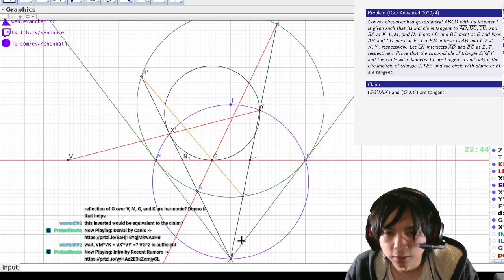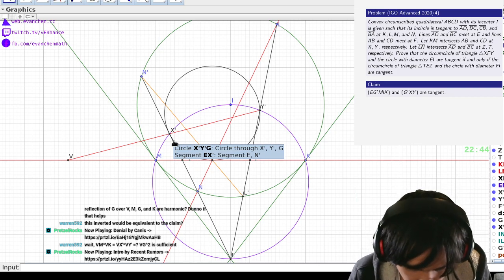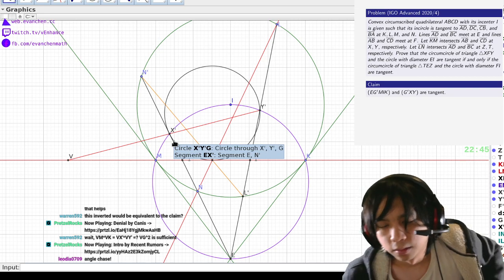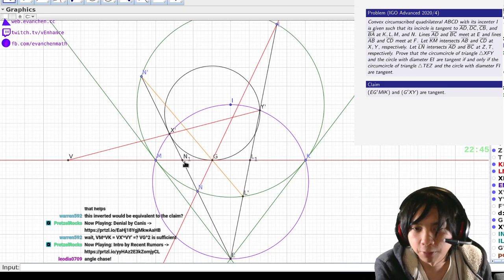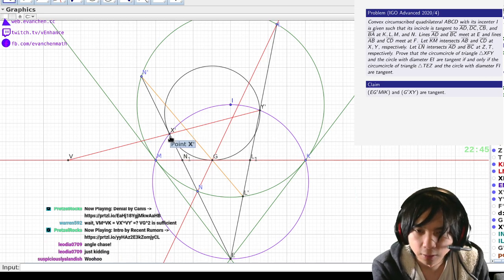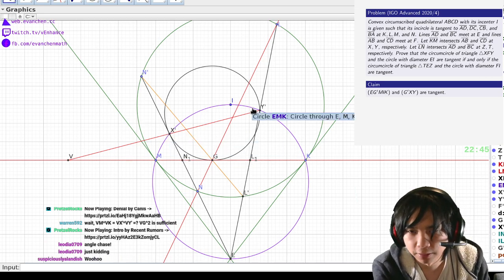Yeah, that will do it. Actually, this is cyclic by the shooting lemma. Okay, we got it! So by the shooting lemma, X', N1, L1, Y' is cyclic.